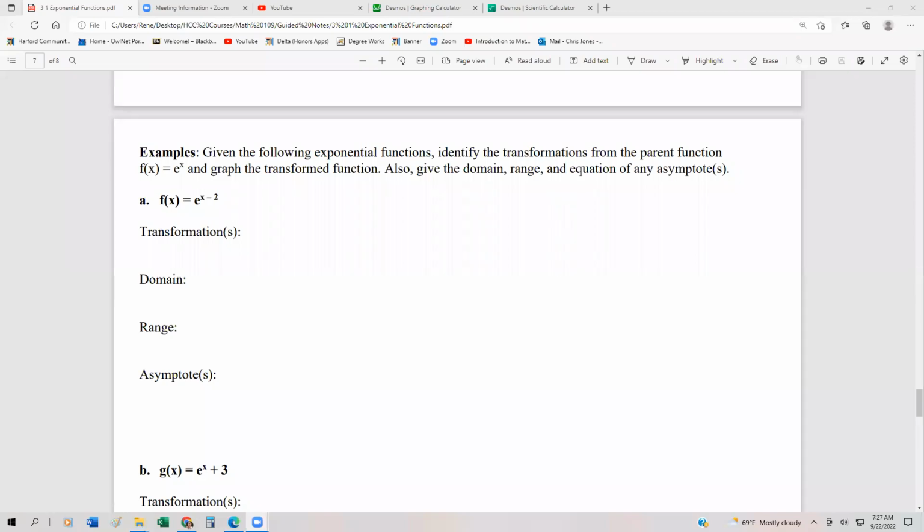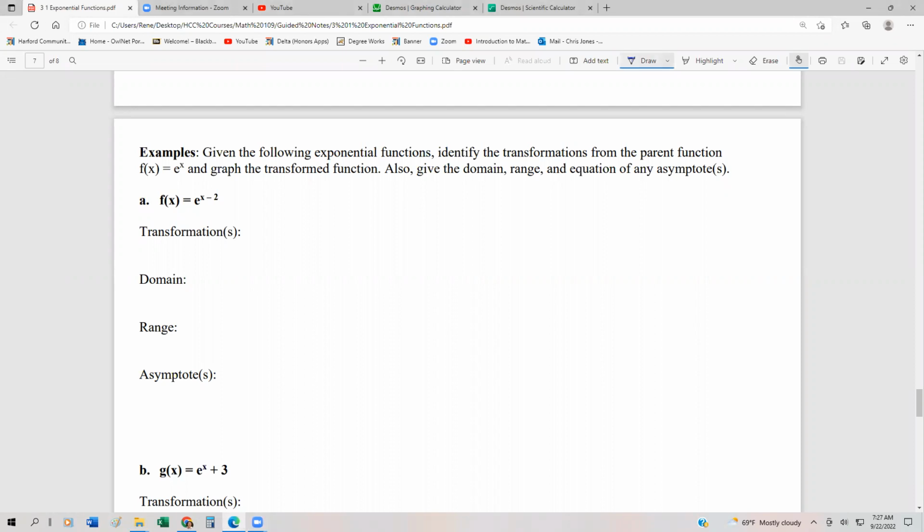In the previous video, we looked at the graph of the natural exponential function e to the x. And so what we can do is transform that function just using our rules of transformation. In these examples, we are going to graph the transformed function based on the parent function e to the x, and then we'll give the domain, range, and any equations of the asymptotes. So our first function is e to the x minus 2.